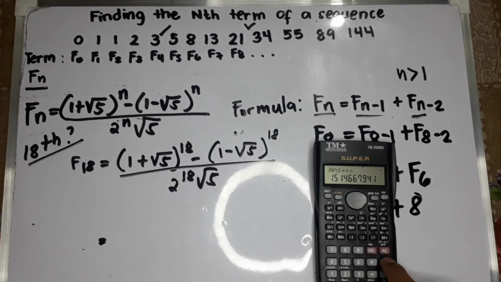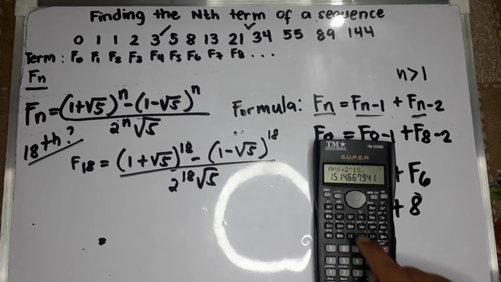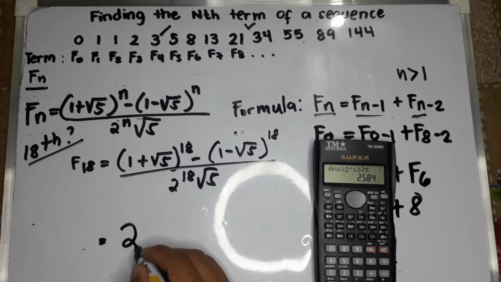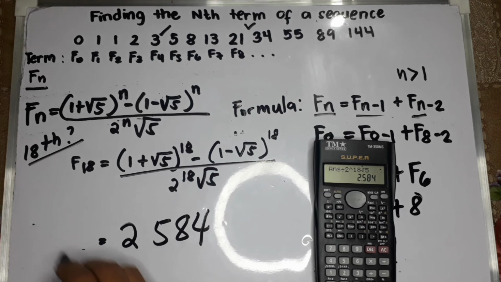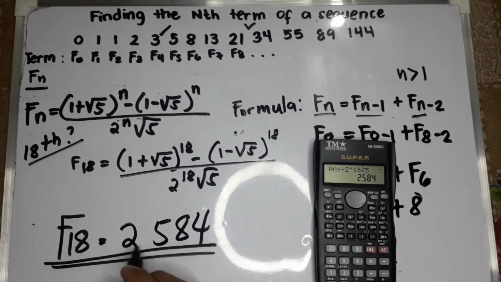So we have 2 raised to the power of 18 times the square root of 5. So the answer is 2,584. So this is the answer for our 18th term.